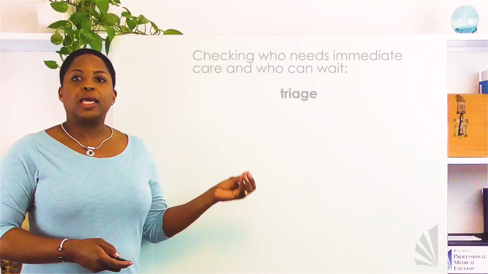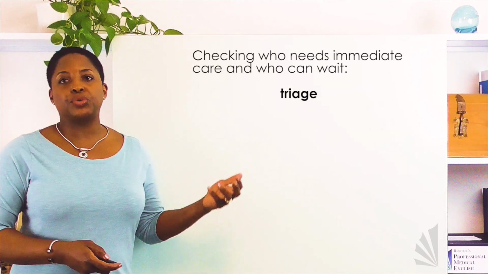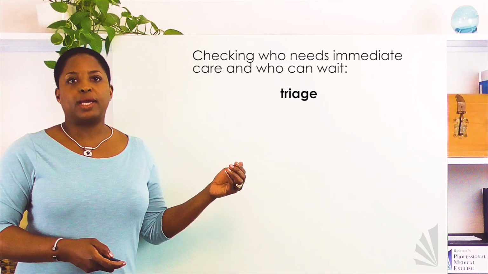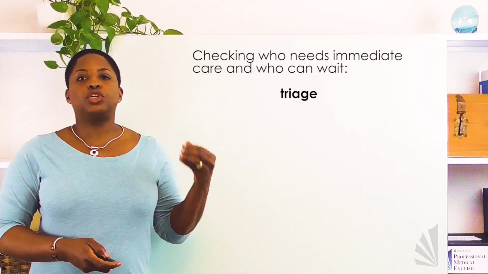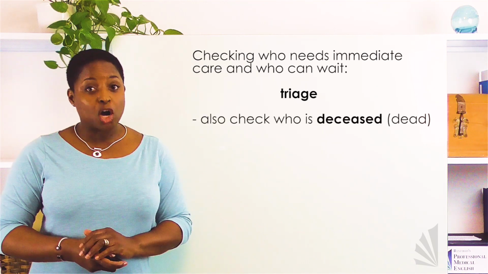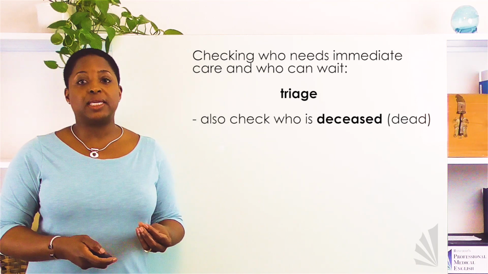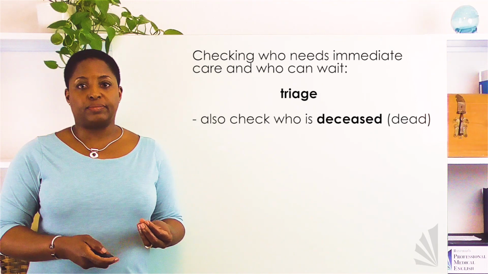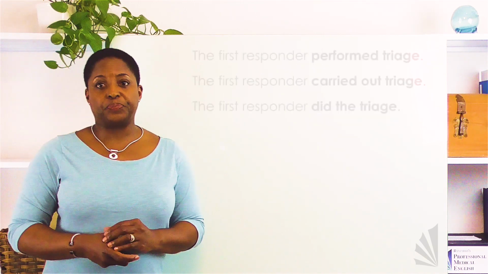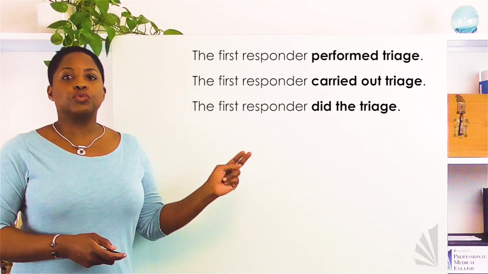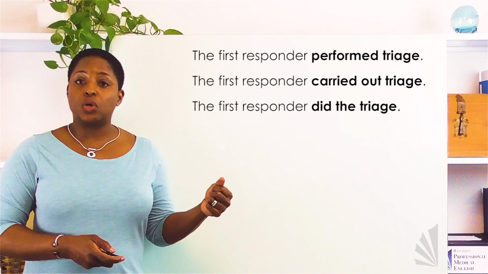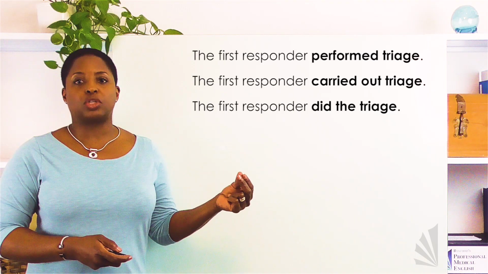So first, checking who needs immediate care versus who can wait is called triage. Triage. That is, you check who needs immediate help, who can wait, or who is beyond help because they're already deceased. Deceased or dead. So we say the first responder performed triage, or you can also say the first responder carried out triage.